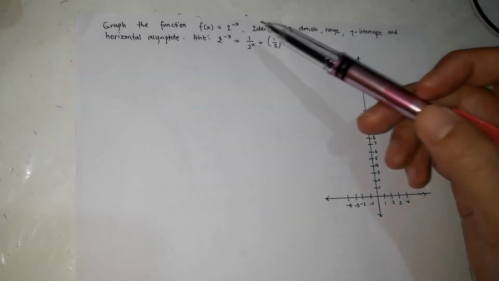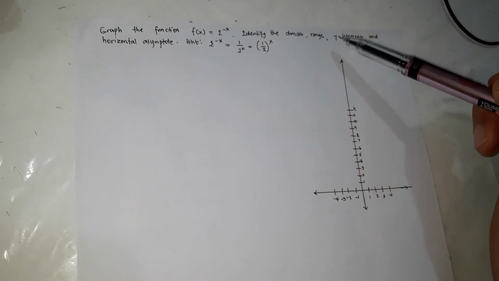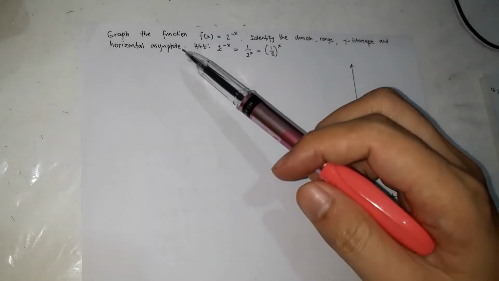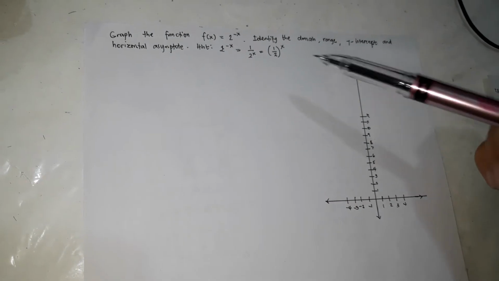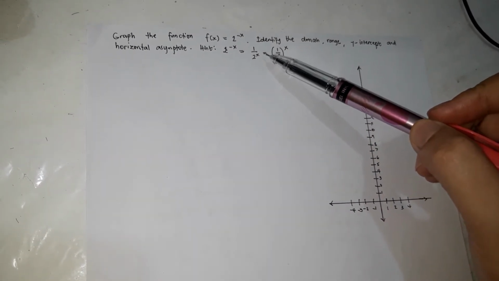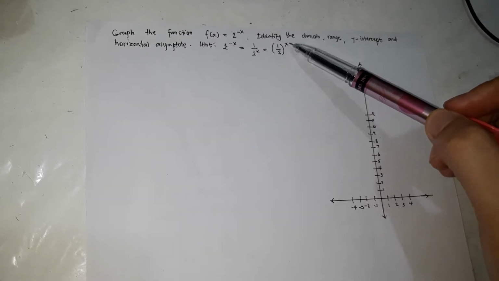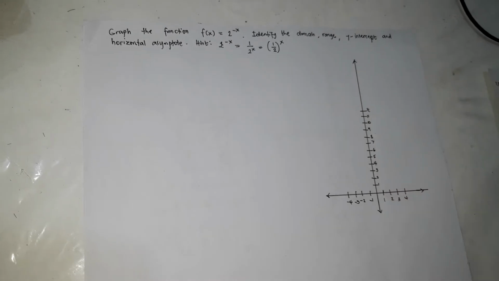So we're going to graph the function f of x is equal to 2 to the negative x, and then identify the domain, the range, the y-intercept, and the horizontal asymptote. Hint: 2 to the negative x is equal to 1 half to the x. So we're going to solve now to graph.